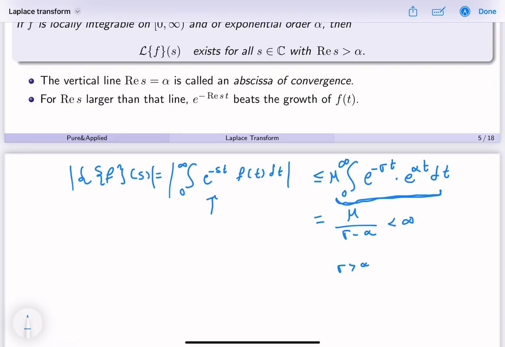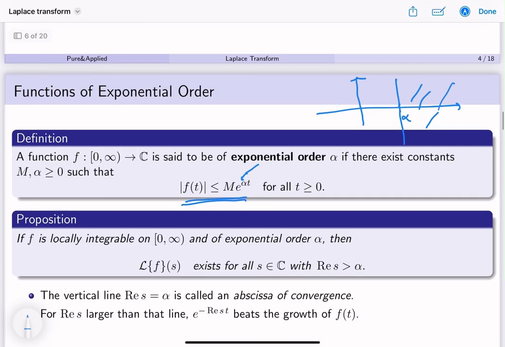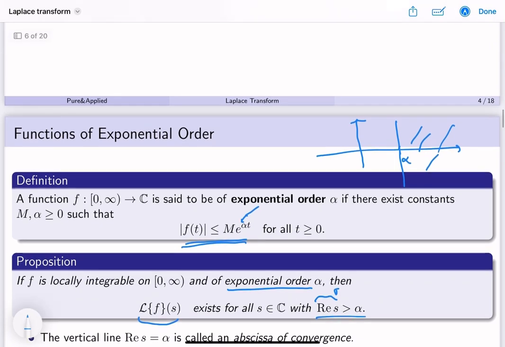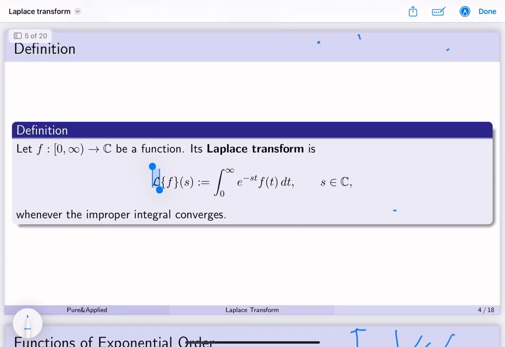Okay, so now we know that as long as the real part sigma of s is bigger than alpha, the Laplace transform of any function of exponential order alpha is going to exist on the right half plane, real part of s bigger than alpha. Okay, so this is a basic fact about the Laplace transform. This is just the minimal thing we need to be able to deal with this and make sure we're not dealing with nonsense. So as I mentioned, more is true.